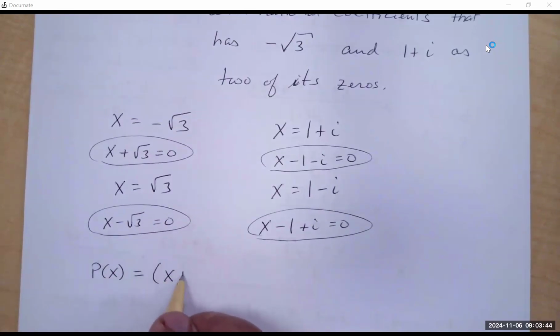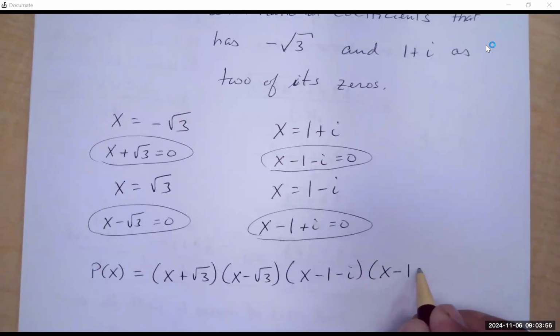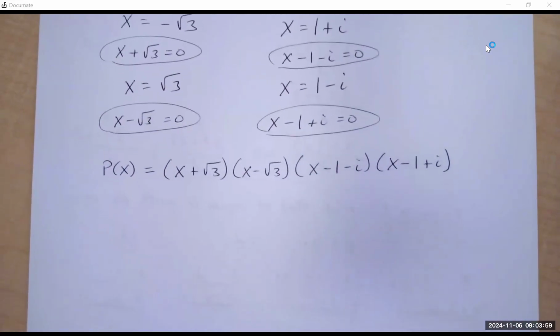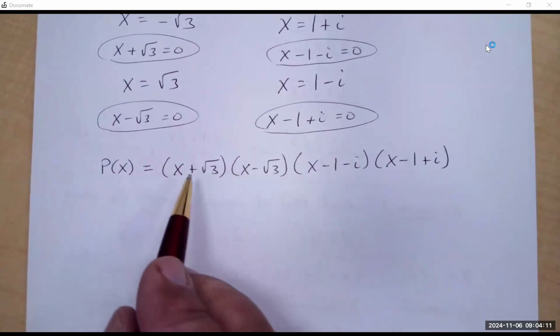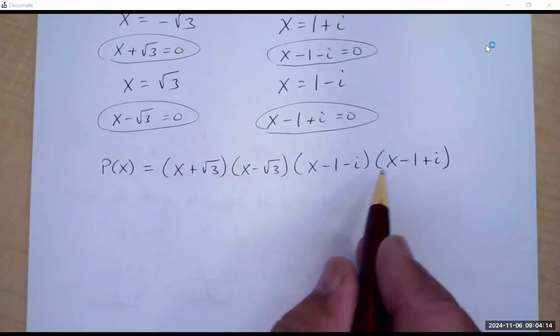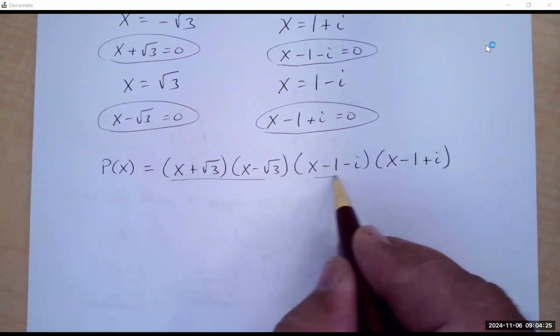So our polynomial will simply be all of these multiplied together. And we can see automatically from here, since we have x times x times x times x, it's going to be a degree 4 polynomial, or a fourth order polynomial. So let's multiply these together and multiply these together.